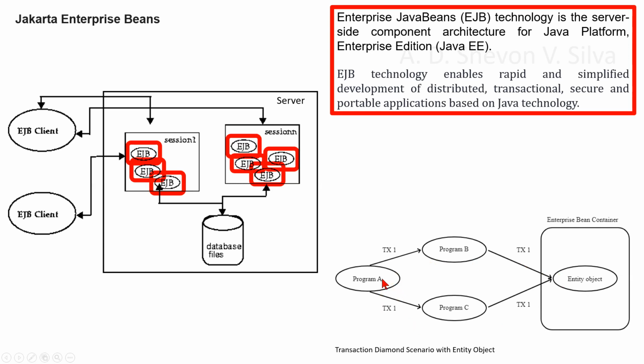Here you can see a program A is connected to program B via TX1. Here program A is connected to program C via TX1. Program B is connected to entity object via TX1, and program C is connected to entity object via TX1, and entity object is inside the enterprise bean container.